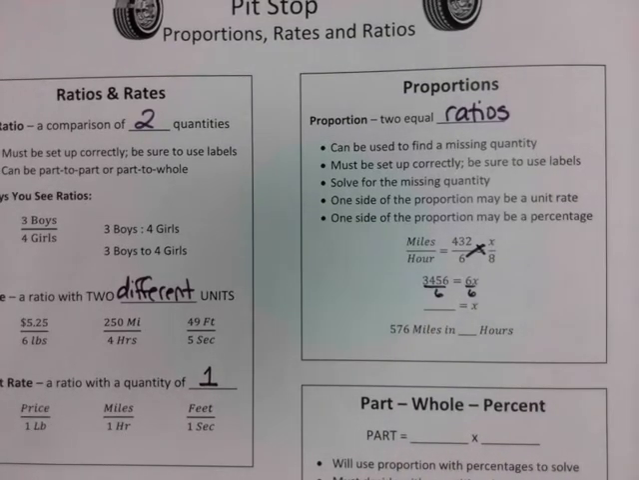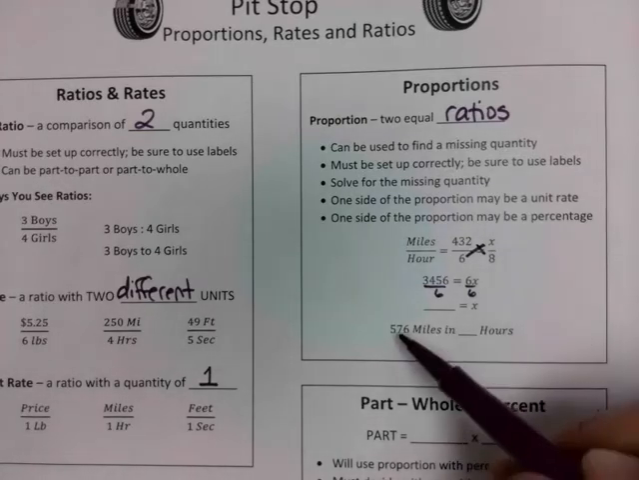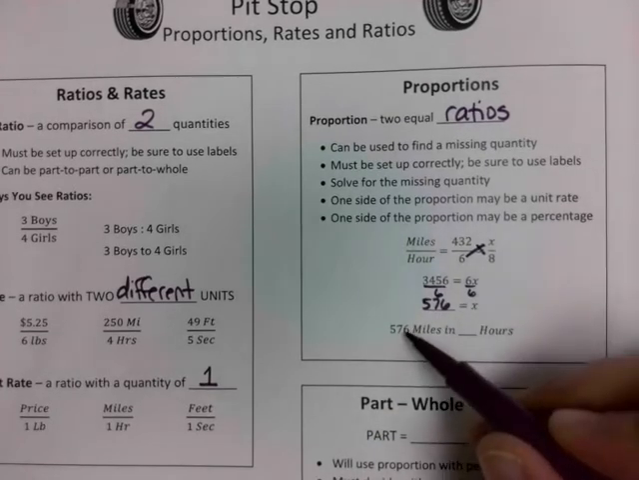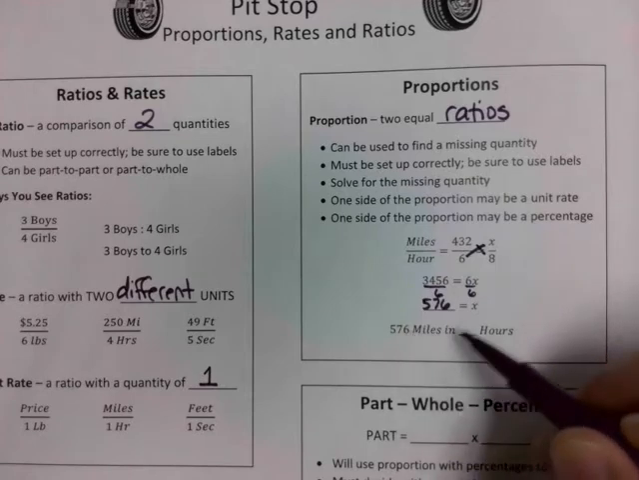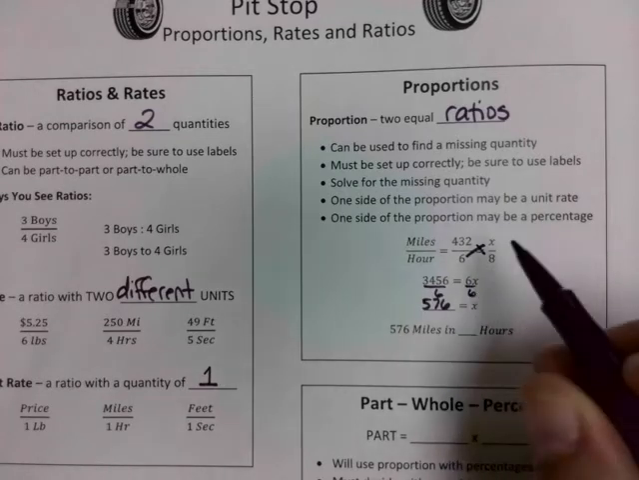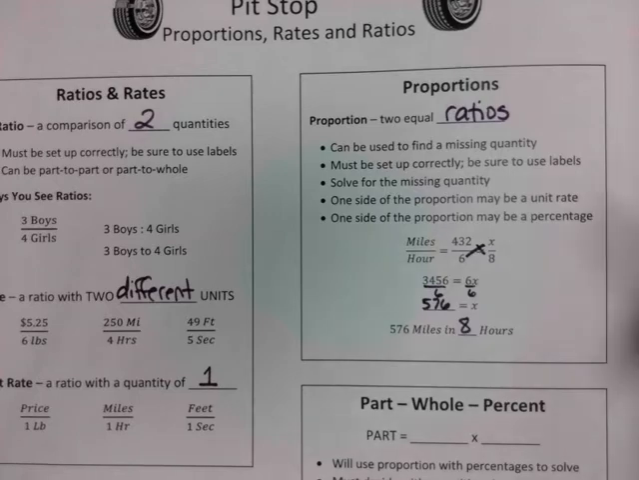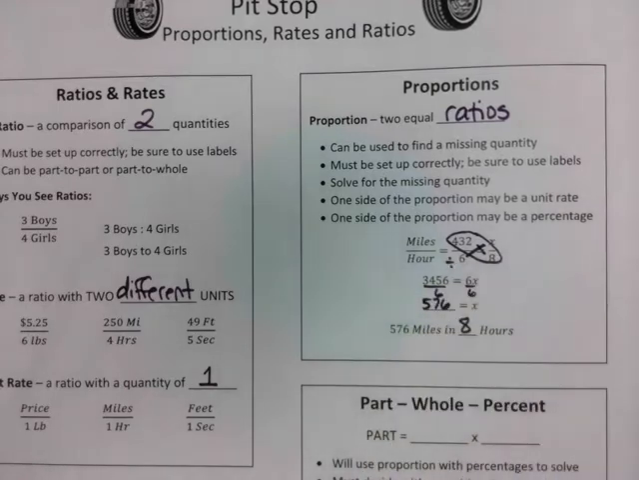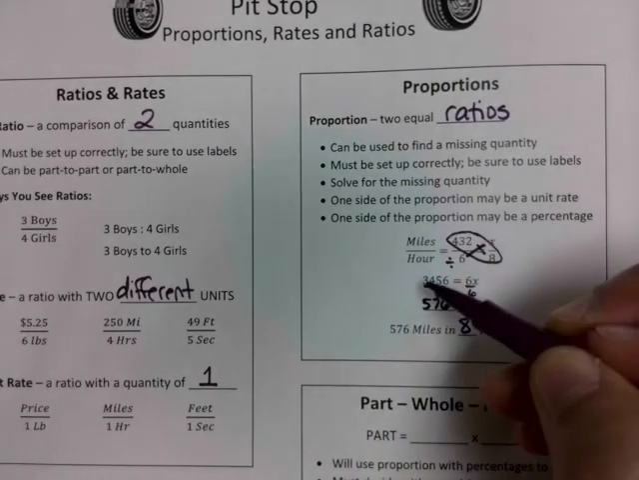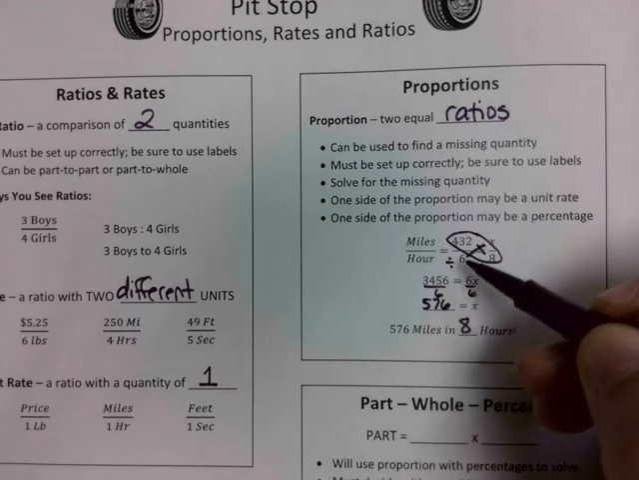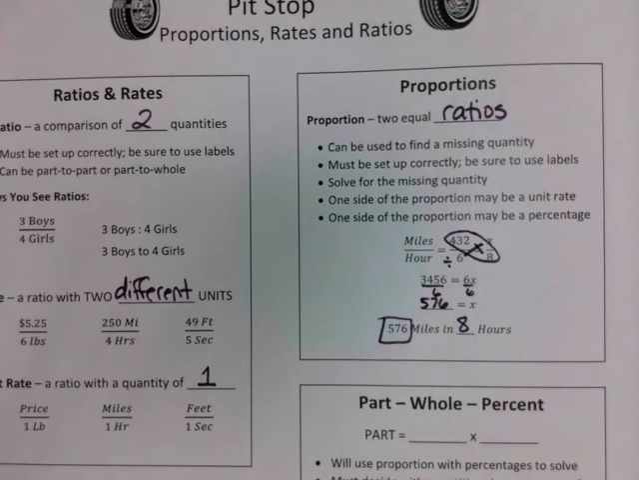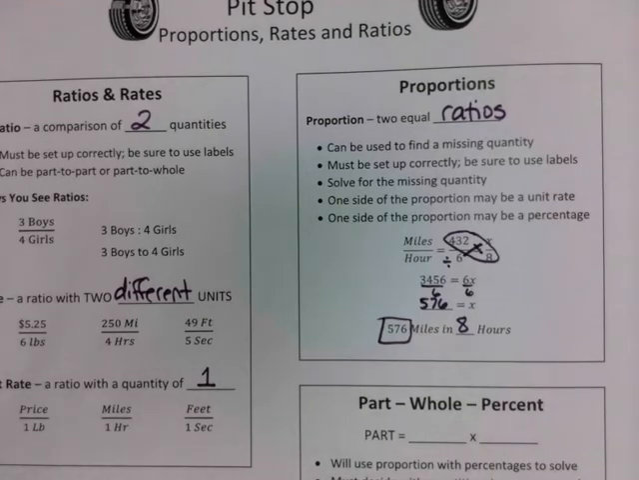3,456 divided by 6. They gave it to me right here: 576. And that gives me my answer of 576 miles in 8 hours. So what they did here was basically cross multiply and then divide by that other number. 432 times 8 got them 3,456, and then they divided that number by 6 to get the answer of 576. And we're going to look at some examples like that today.